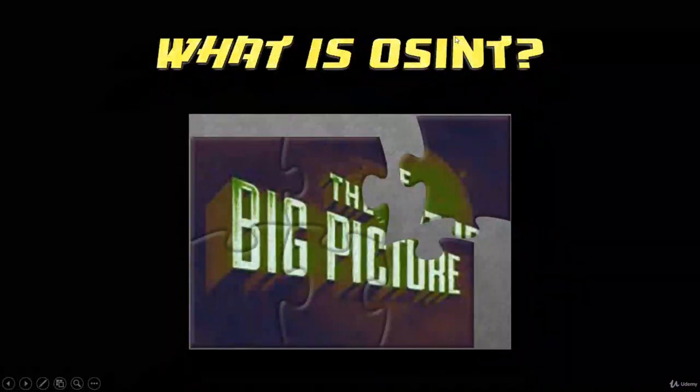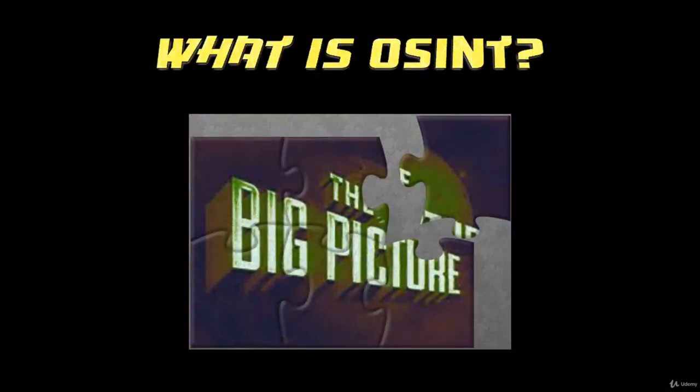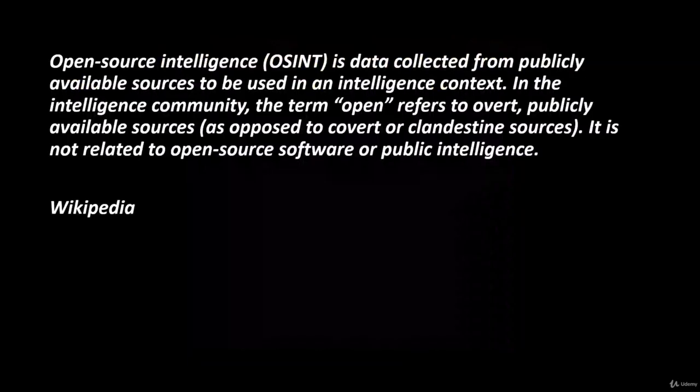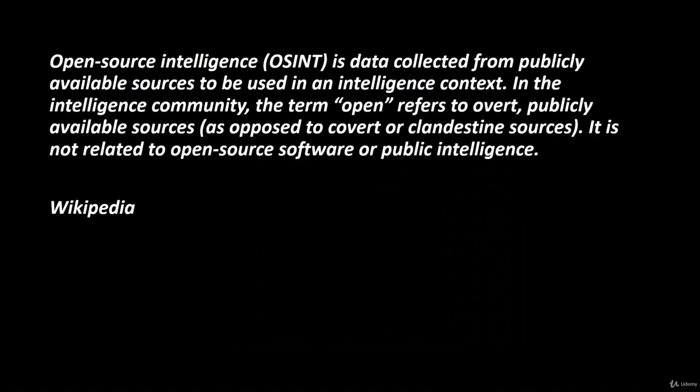In this video, we're going to be talking about what is OSINT and why it's important to, well, everyone. So first off, OSINT is defined from Wikipedia as open source intelligence, or OSINT, is data collected from publicly available sources to be used in an intelligence context. In the intelligence community, the term open refers to overt, publicly available sources, as opposed to covert or clandestine sources. It is not related to open source software or public intelligence.